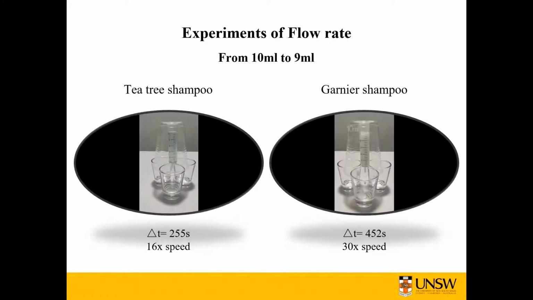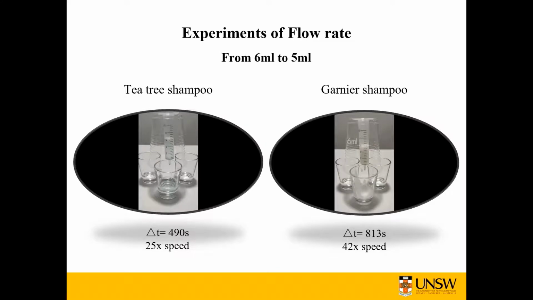In the next section, I will introduce some experiments about flow rate with different shear stress. Here we use the left tea tree shampoo and the right Garnier shampoo to do the contrast test. Firstly, both shampoos dropped from 10 to 9 milliliters, which means they had the same shear stress generated by their weight. In this period, it took 255 and 452 seconds respectively.